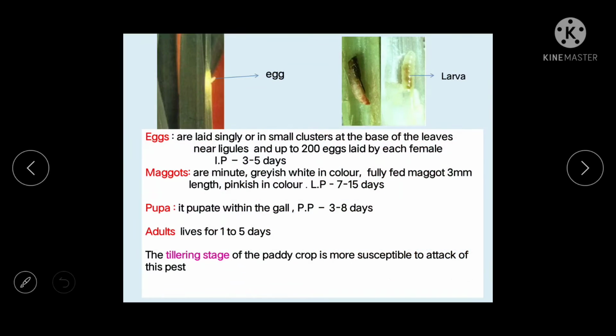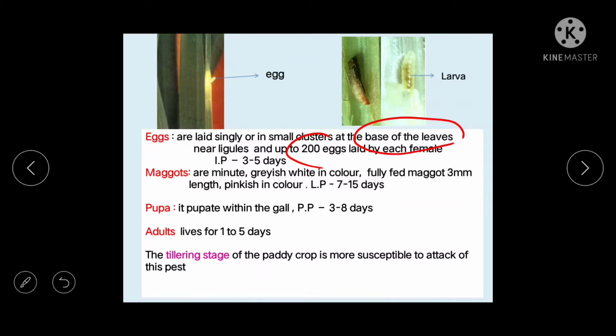Okay, so now we will see where they will lay the eggs. So eggs will be laid singly or in small clusters. Either they will lay the egg singly or in small clusters. And where will they lay? At the base of the leaf. Okay, at the base of the leaf they will lay the egg near the ligules, and up to 200 eggs they can lay. Then incubation period is 3 to 5 days.